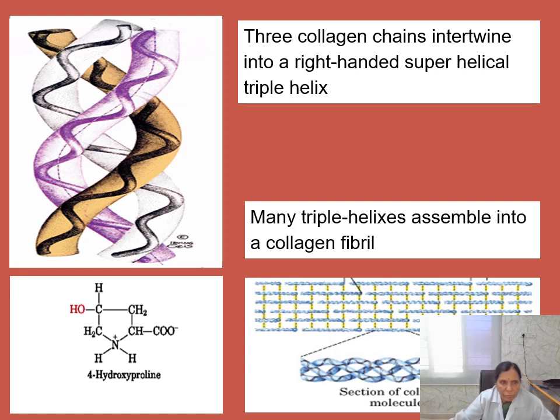So this is the structure of collagen, three helices, a triple helical quarter stagger structure. Part of this is staggered by the next layer, like this. This is the quarter stagger structure, and many triple helices assemble into a collagen fibril.